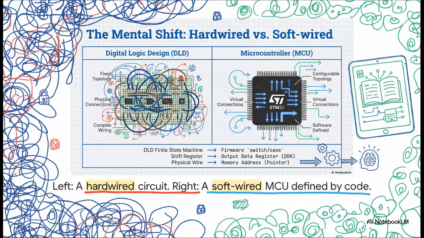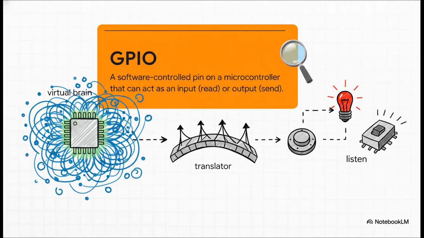But on the right, that's a microcontroller. It's basically a blank slate. The connections are virtual, all defined by the code you write. And that flexibility, that's the secret sauce behind, well, everything. Your phone, your smartwatch, all of it. So the big question is, how does that software actually talk to the outside world? And that, my friends, is where GPIO comes in.